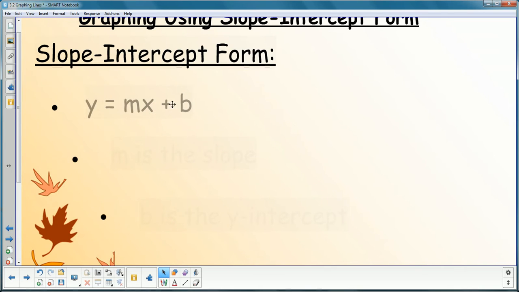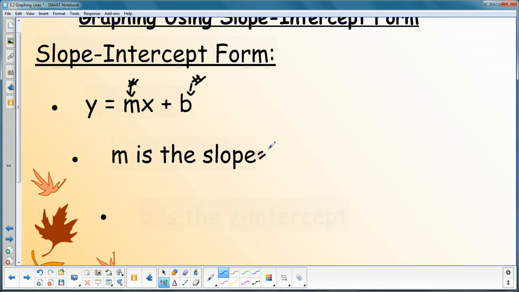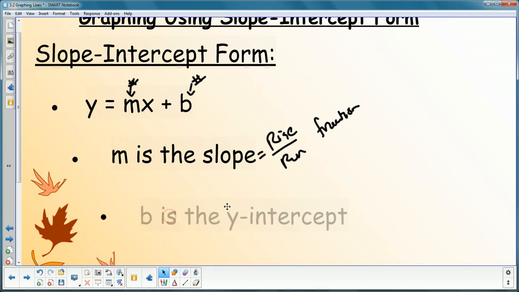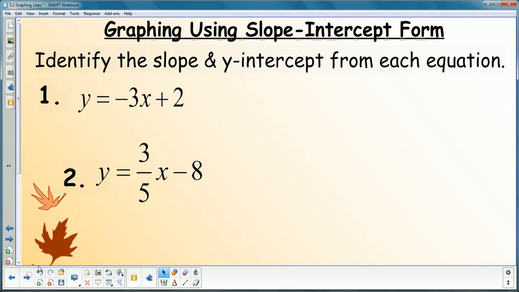Another way that we can graph is something called slope-intercept form. Slope-intercept form is always going to look like y equals mx plus b, where m is some number and b is some number. Okay, that m stands for the slope, which our definition of slope is rise over run, and we want it as a fraction so that we can see our rise over run. And then the second value that we have, b, is also a number. That's going to be your y-intercept. So again, remember, y-intercept is the point where we cross the y-axis.